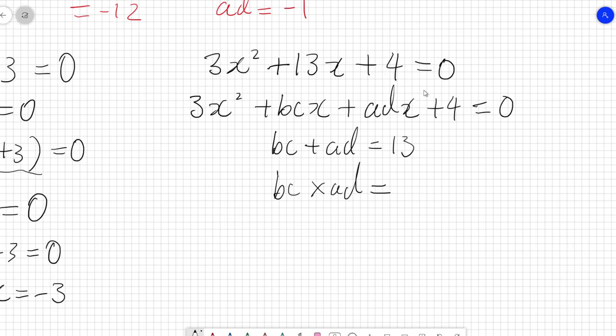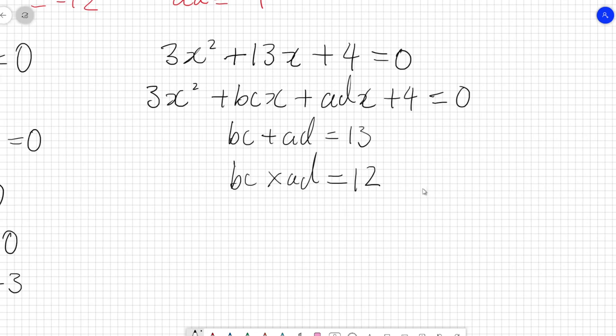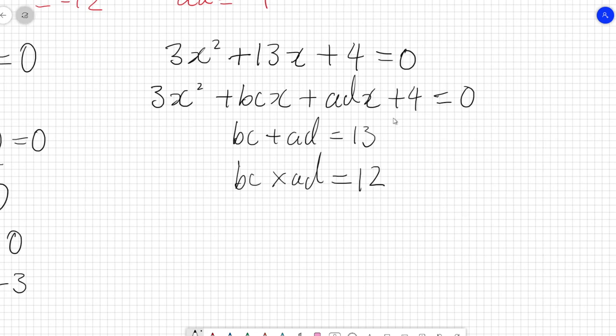So 3 times 4 equals 12. So we are looking for two numbers. They have to add up to 13, and they have to multiply to 12. So which two numbers make this work? Of course, it's 1 and 12. So we can just say BC equals 1 and AD equals 12. Of course, once again, order doesn't really matter here.